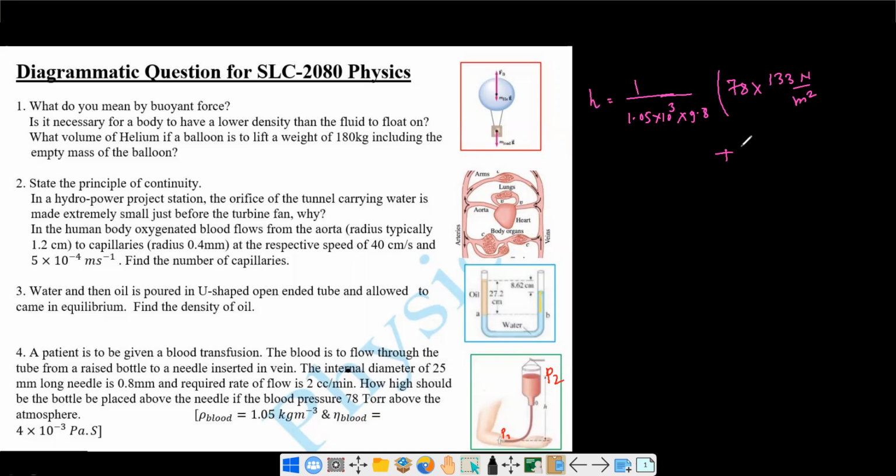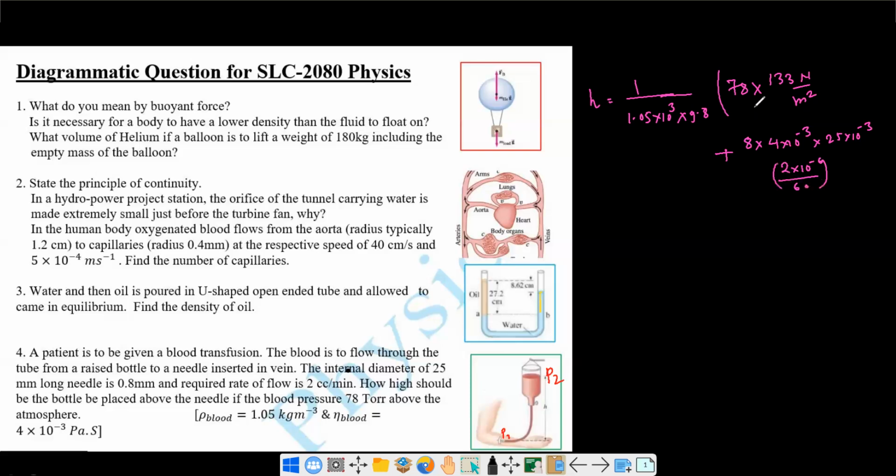Plus, the other parameter is 8 into eta into and so and so. So eta is given to us in here, eta equals 4 into 10 to the power minus 3. Into 8 eta L. L means 25 millimeter, so this is 25 into 10 to the power minus 3, and volume. Volume means what we have here is 2 cc per minute. 2 cc per minute means 2 into 10 to the power minus 6 divided by 60.